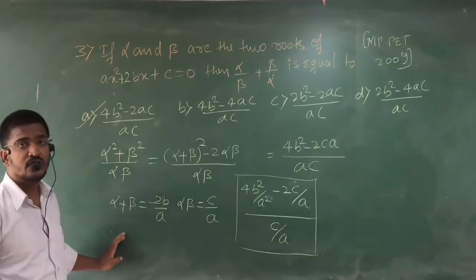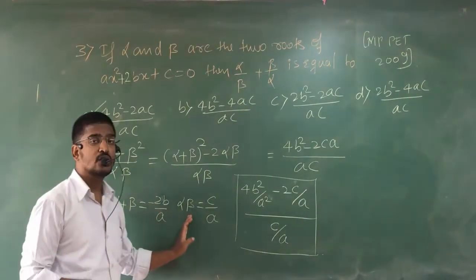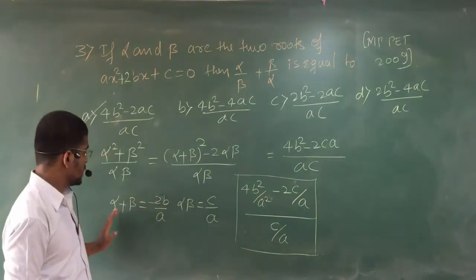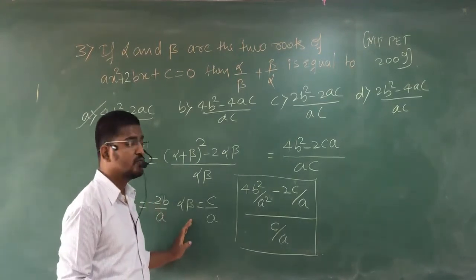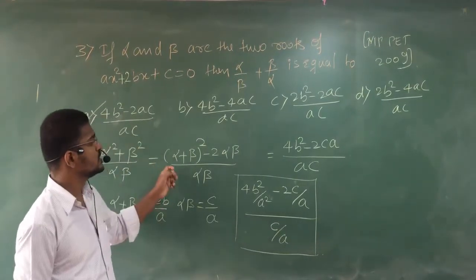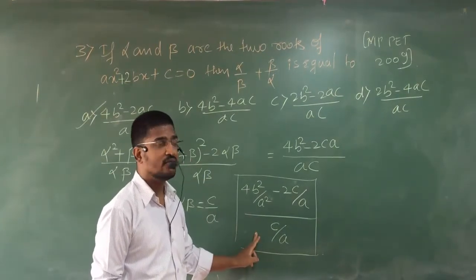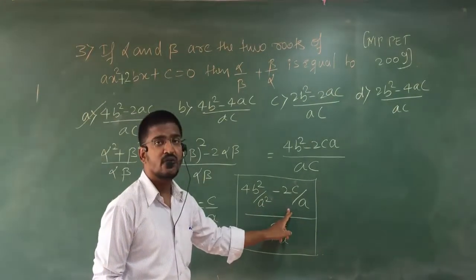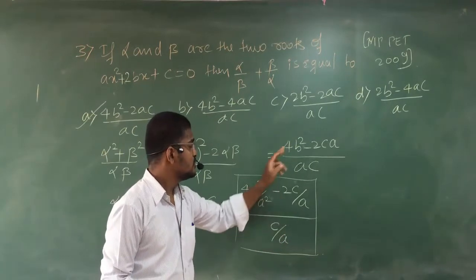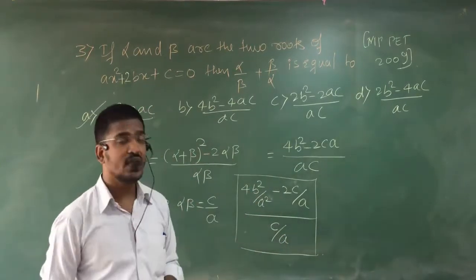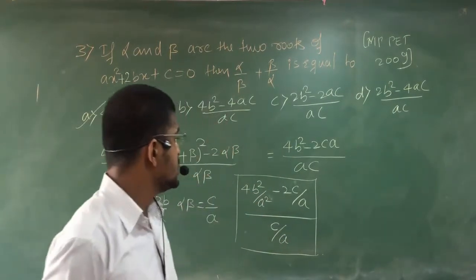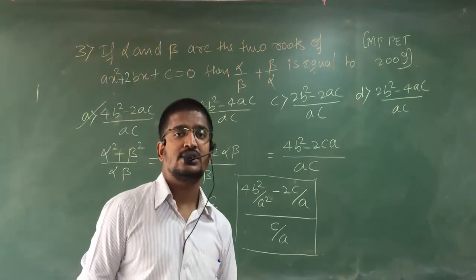Next find sum of the two roots, product of the two roots. So getting sum of the two roots and the product of the two roots, you substitute in this equation, and after substituting you will get this equation. Take LCM and simplify, LCM will be a square. So after simplifying, 4b square minus 2ac divided by ac will be your answer.